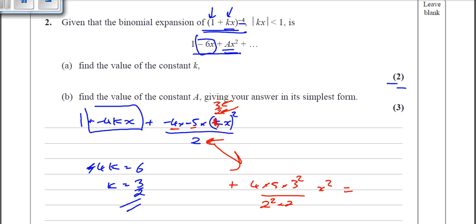So if we simplify that, the 2 squared is going to cancel out with the 4. So 5 times 3 squared is going to be 45. That's going to be over 2. So 45x squared over 2. So therefore our value of a is 45 over 2. And that's basically how to do the binomial expansion.